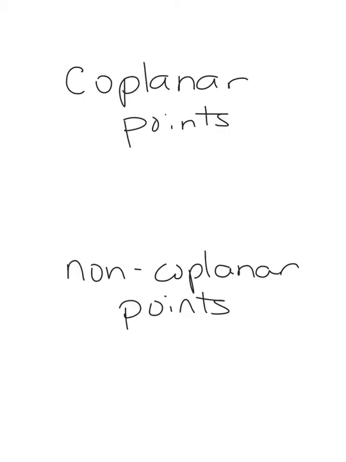Our next vocabulary words are similar: coplanar points and non-coplanar points. Coplanar points are points that are all in one plane, and non-coplanar points are points that are not in one plane.